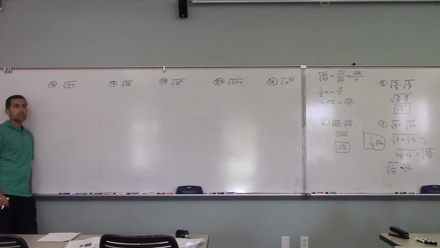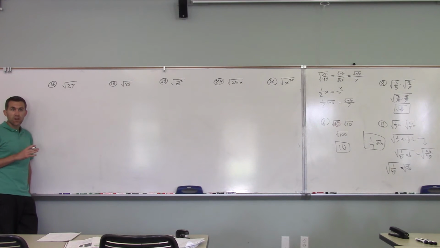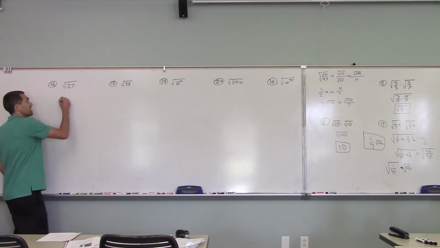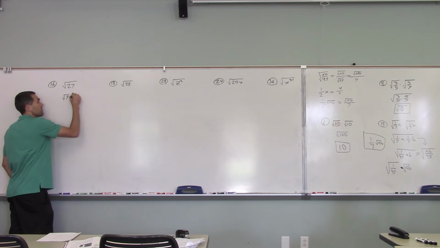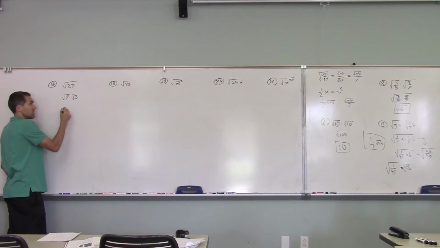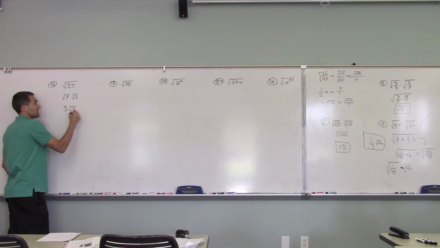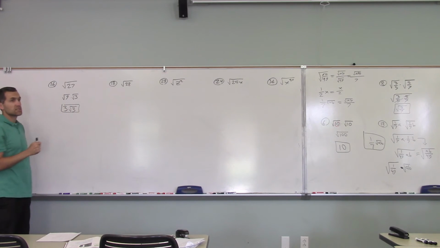Okay? So how could we simplify square root of 27? This is really, really common, that you'll see exactly this number. Yeah, Victoria? Is it the square root of 9 times the square root of 3? Yeah. And then which that becomes? 3 times the square root of 3. Exactly. Boom. That's simplified. Awesome.